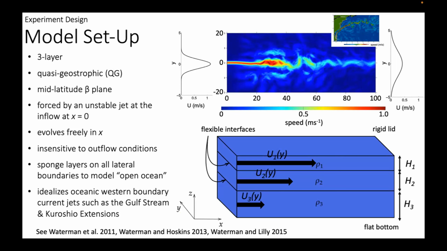And in this way, it's attempting to model the dynamics of an inertial, unstable jet, like a western boundary current jet extension, the Gulf Stream or the Kuroshio, for example. We have to take the jet out at the downstream end of our domain. We do that in a way that we hope is insensitive to the upstream dynamics. We have sponge layers on all our lateral boundaries to model open ocean conditions. And yes, as I mentioned, this is supposed to be an idealized model of a western boundary current jet extension. This is a very similar model to ones that we've used in work previously. Connor's updated this model to make it 3 layers so that we can play more with the baroclinic structure.